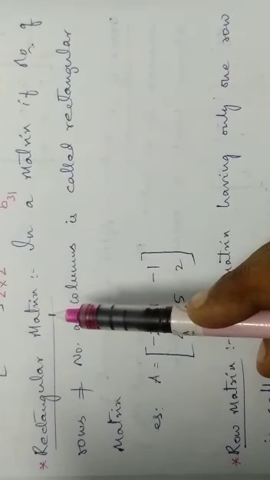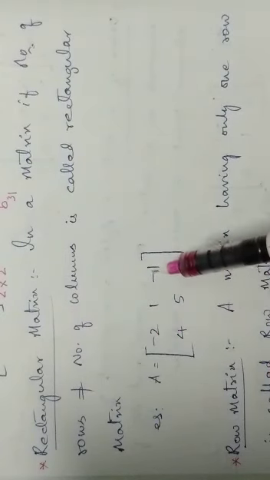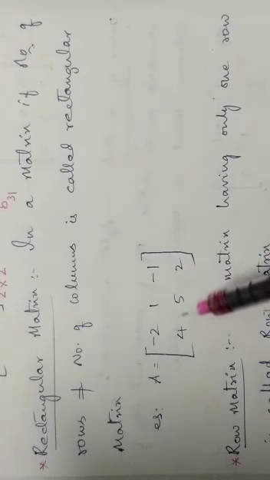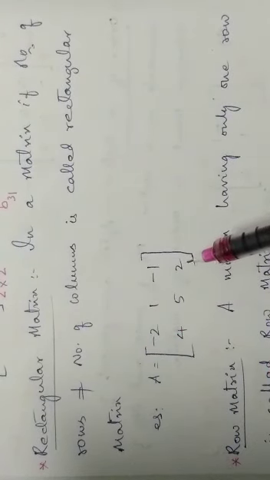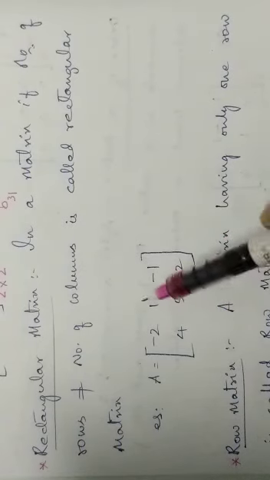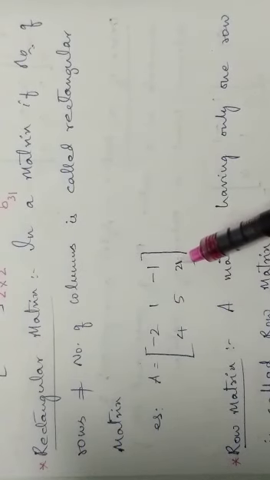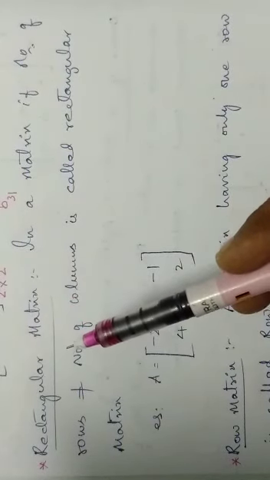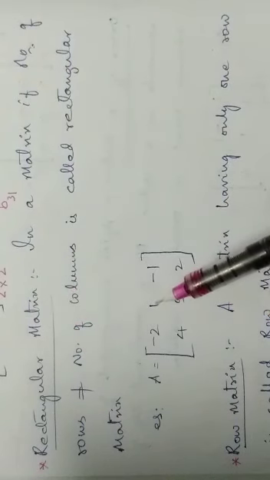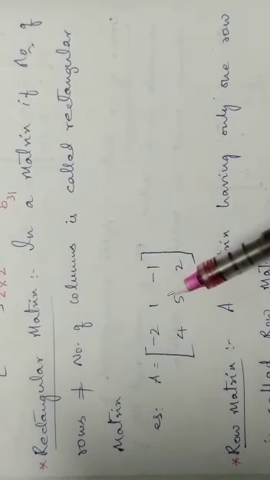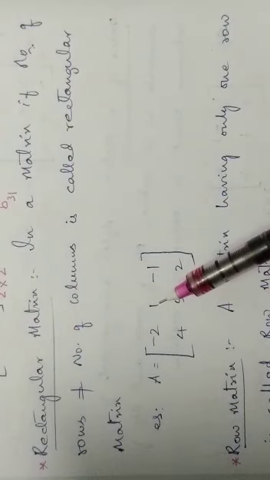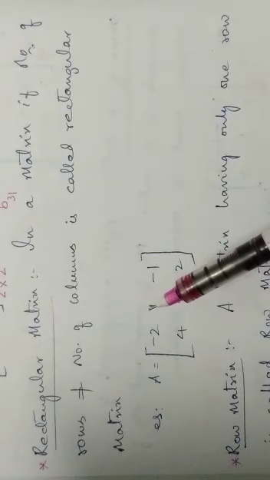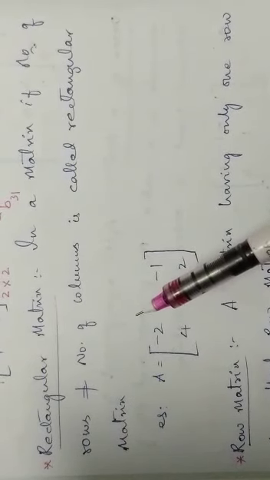It must satisfy the definition of a matrix. Elements are arranged in rows and columns. Number of elements present in first row may contain same number of elements in the remaining rows, and the same happens in the columns. First of all, it must be a matrix. It must satisfy the meaning of matrix. In that we are discussing rectangular matrix.